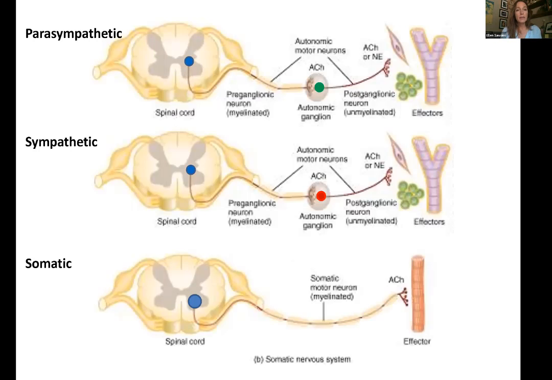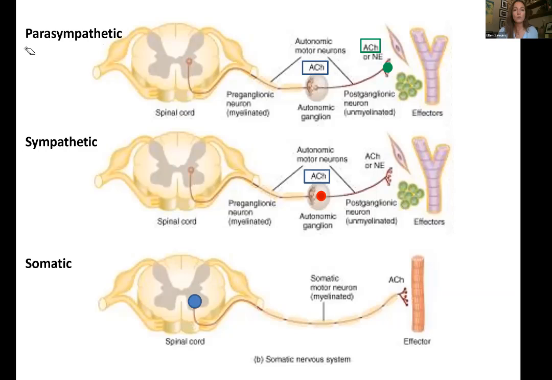We have the parasympathetic at the top. It's going to release acetylcholine at its ganglia. And then the postganglionic neuron, which is going to be really, really short, is actually going to release acetylcholine again. So when the tissue gets acetylcholine, the tissue will respond in a parasympathetic way, slowing down heart rate or increasing digestion. In contrast, the sympathetic, well, it's going to have the same.